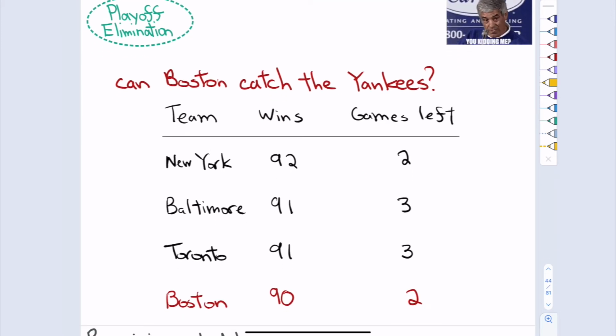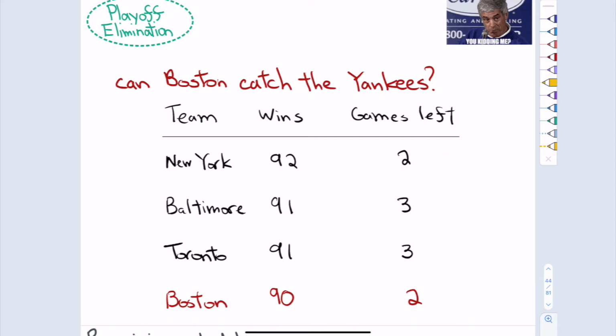Let's say that it's near the end of a baseball season. There's no baseball seasons anymore, but nonetheless. I want to know if the Boston Red Sox can still catch the New York Yankees. So I have two columns. One is how many wins they already have, and the other is how many games they have left to play. Boston has 2 games left. They can get up to 92 wins, and if everyone else lost all of their games, they can at least tie for first, in some sense.